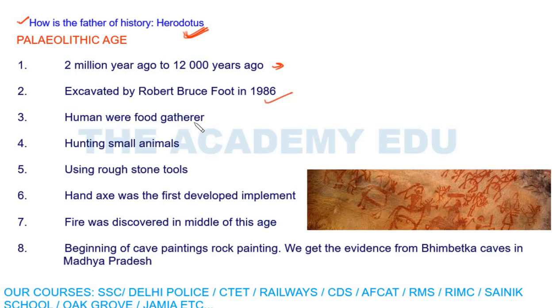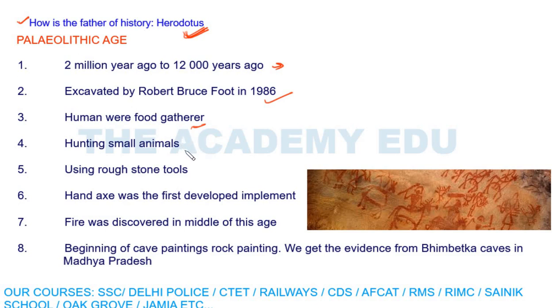Now see, in the Paleolithic Age, humans were food gatherers. Means they were not aware at this time of how to do hunting. Maybe they didn't have weapons at that time, and they were not aware of agriculture. So generally they gathered food and shifted to another place after gathering food, and this was their economy, how they lived their life.